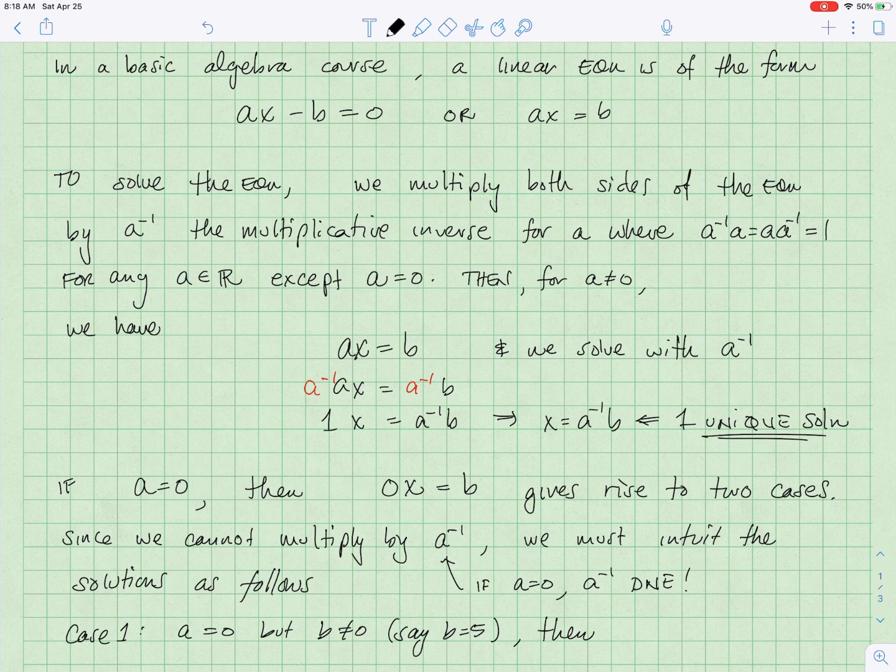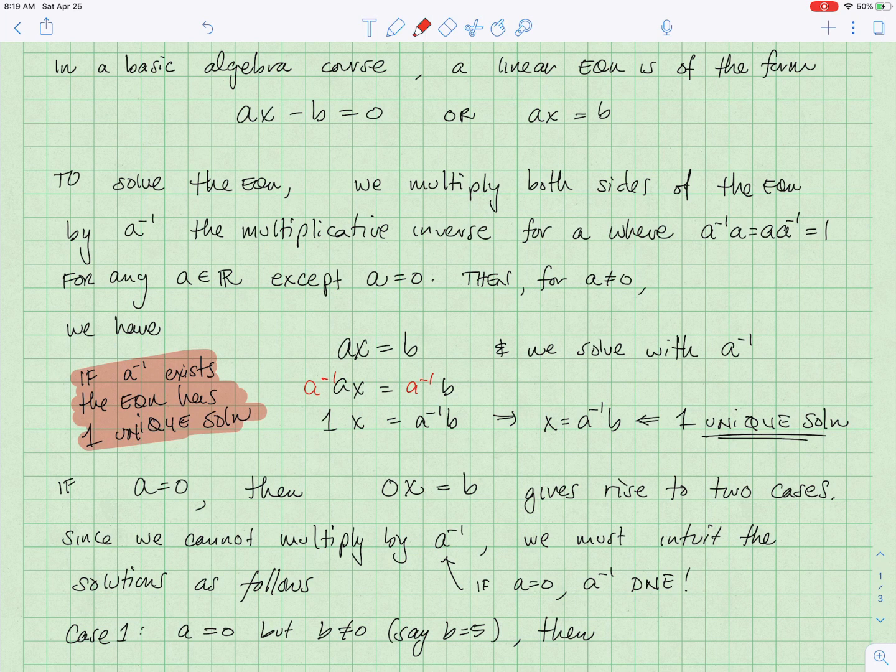And so what we can note here is, if A inverse exists, the equation has one unique solution. So it's just some old school algebra.